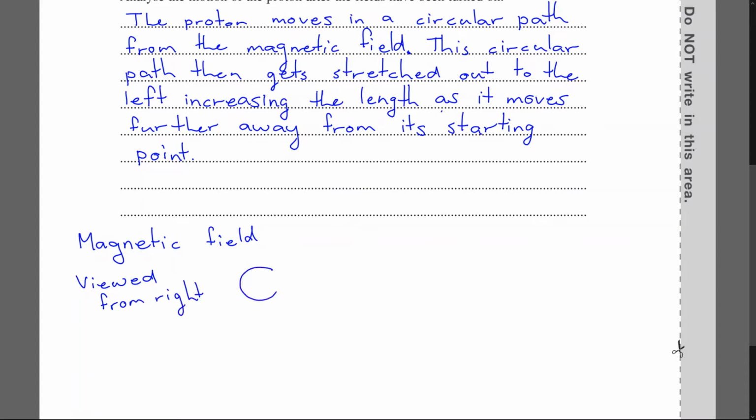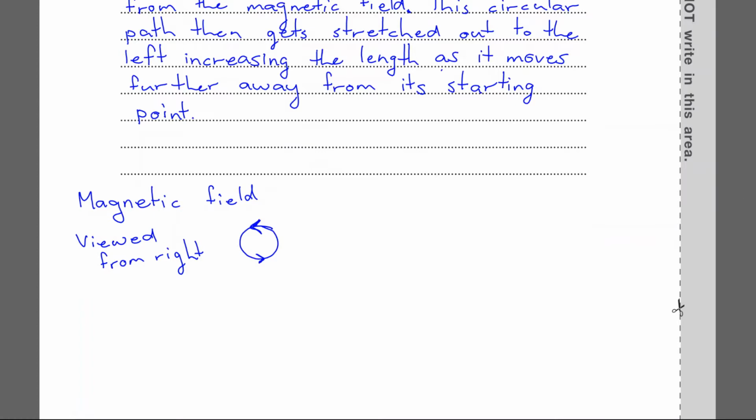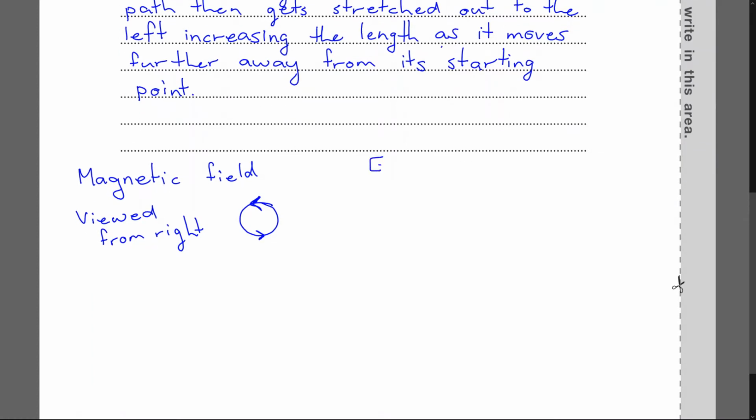We could say we have an anti-clockwise circle of constant radius. I could talk about the radius in a second. So first of all, that's the motion due to the magnetic field. From the electric field, we have a movement to the left. Electric field. So now we've got this proton, and it just moves to the left.